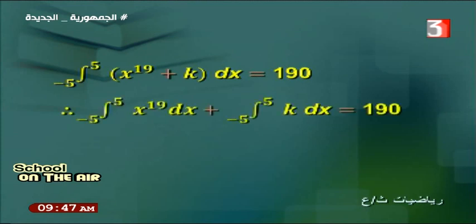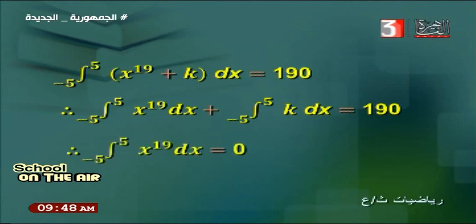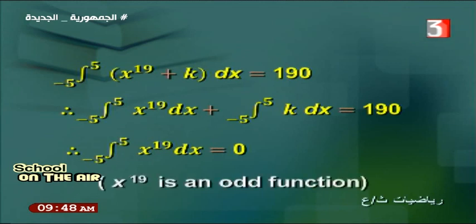Then the definite integral of x^19 dx from negative 5 to 5 plus the definite integral of k dx from negative 5 to 5 equals 190. Since the integration of x^19 dx from negative 5 to 5 equals 0 because x^19 is an odd function.